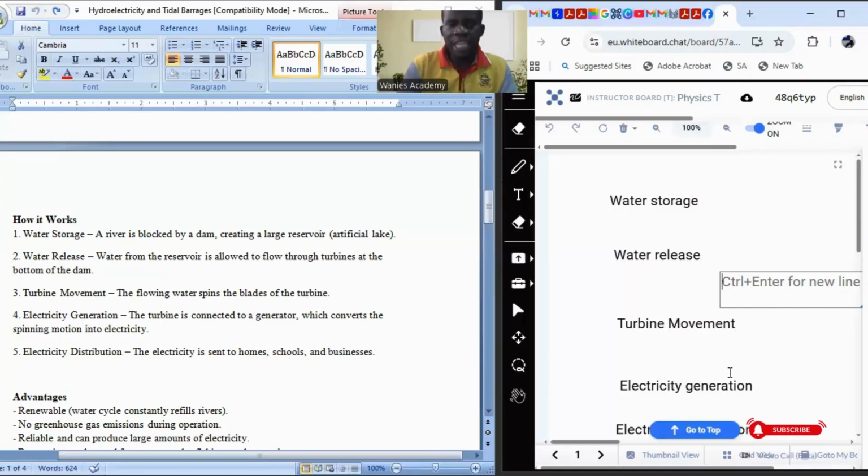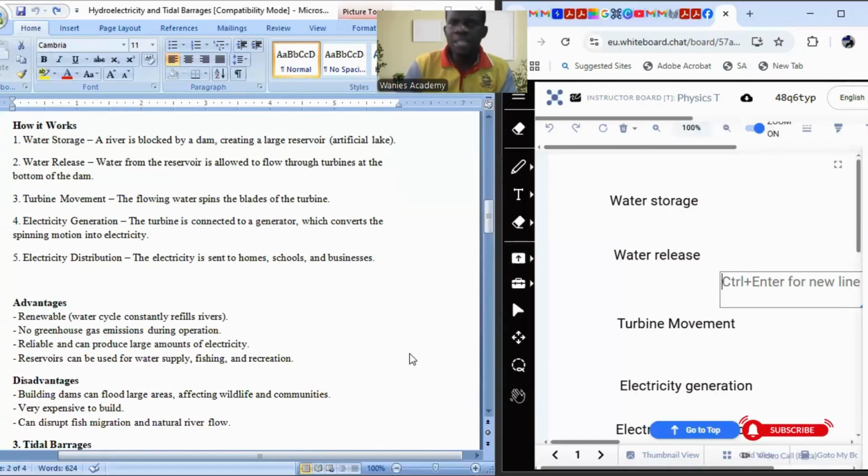The turbine is connected to a generator, which converts the spinning motion into electricity. Then this electricity is distributed to various places where it is needed. That is the simple 5-step process by which we get light or electricity in our various homes, industries, and business districts. Now, that is it.